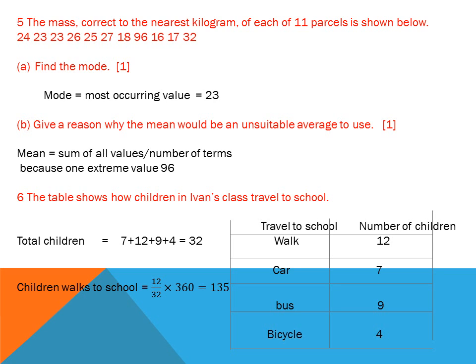Show it by a pie chart. It means the degree for the students who walk to school. First of all, we add all the students. It will become 32, and hence we find the degree. There is a total of 360 degrees in a circle. It means all these students cover 360 degrees. Now the children who walk to school are 12. 12 over total students 32 multiplied by 360 is equal to 135 degrees. So the pie chart is showing 135 degrees for students who walk to school here.